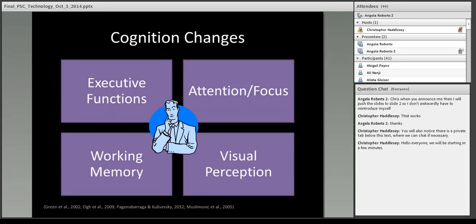Combined with early changes in visual perception skills, the cognitive picture in Parkinson's disease, while quite variable from individual to individual, is also quite complex.